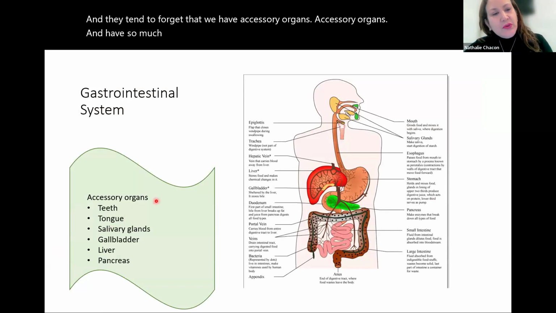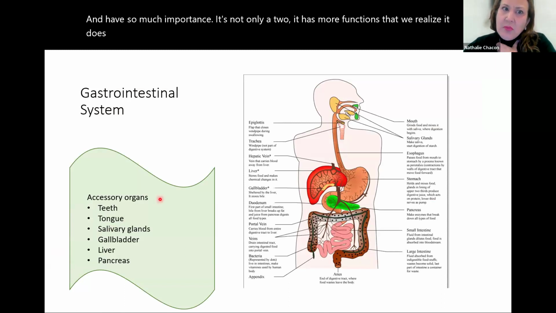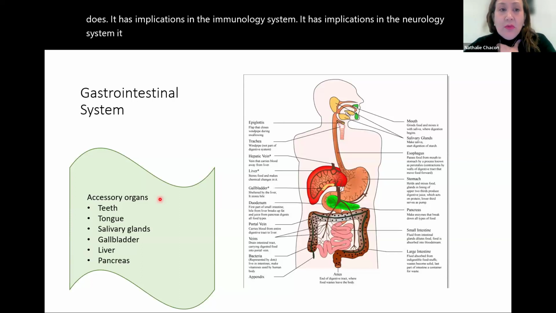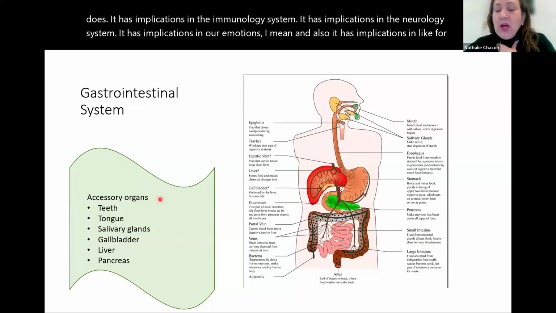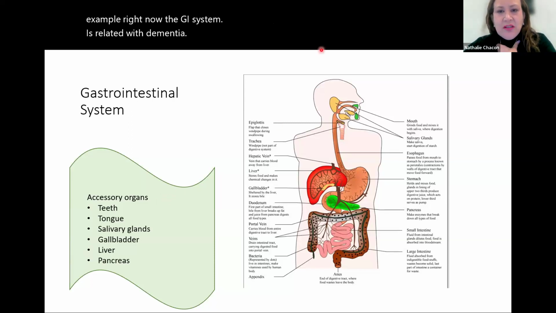It's not only a tube, it has more functions than we realize. It has implications in the immunology system, in the neurology system, and in our emotions. Also, for example, right now, the GI system is related with dementia. So make sure not to underestimate the importance of the GI system.